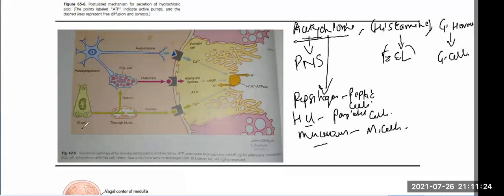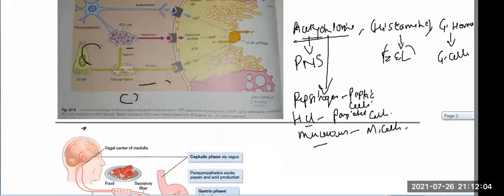You can see it over here. This is your G cell. G cells are releasing gastrin, and gastrin goes to your ECL cells and stimulates them to release histamine. Now histamine will cause parietal cells, this is your parietal cells, to release hydrochloric acid. Similarly, you can see this parasympathetic nervous system will release acetylcholine, and acetylcholine will stimulate secretion of all the three things that we have just discussed. I'm sure you are clear with it.